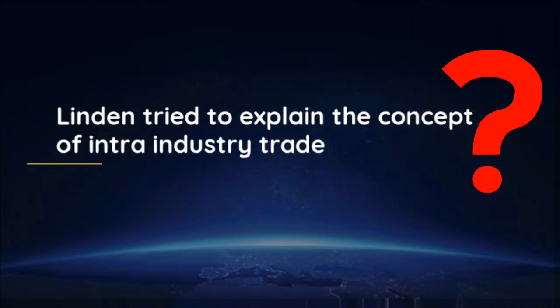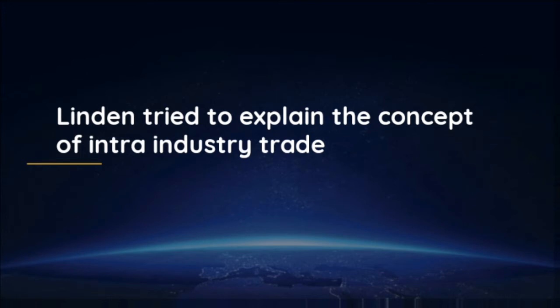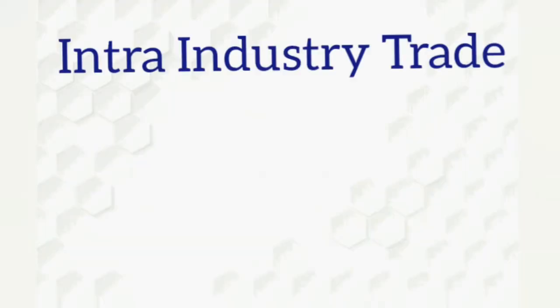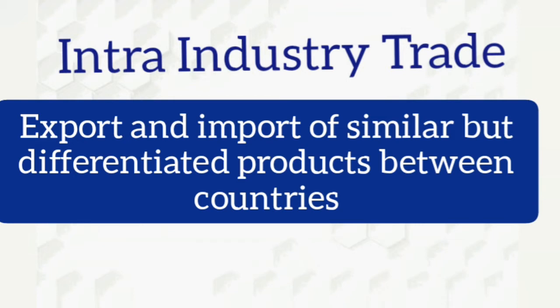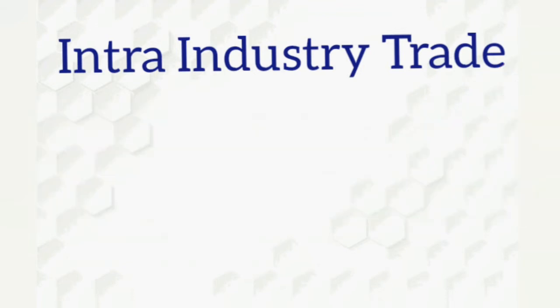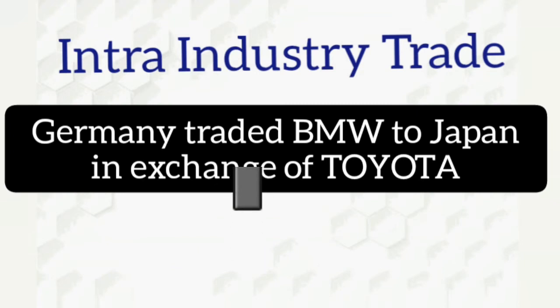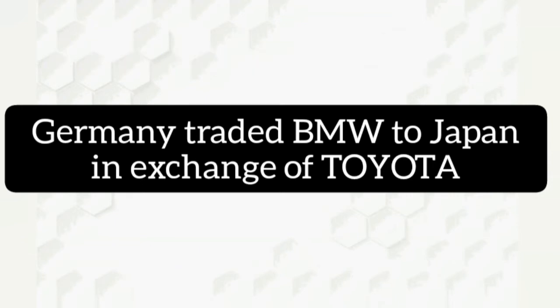In this theory, Linder tried to explain the concept of intra-industry trade. So what is meant by intra-industry trade? Intra-industry trade refers to the export and import of similar but differentiated products between different countries. For example, Germany traded BMW to Japan in exchange for Toyota. This is an example of intra-industry trade, where both countries are exchanging similar but differentiated products.